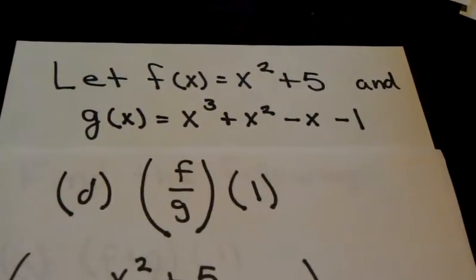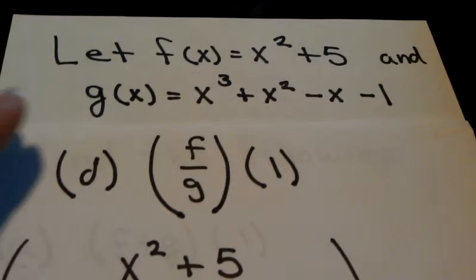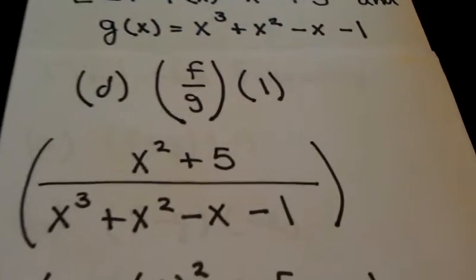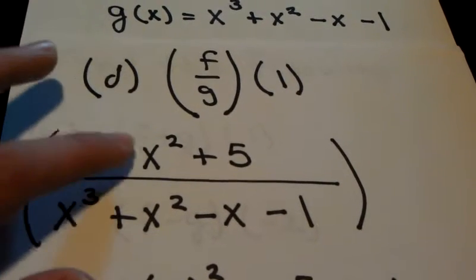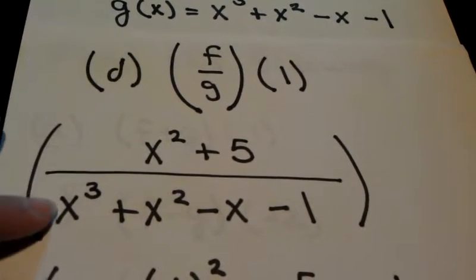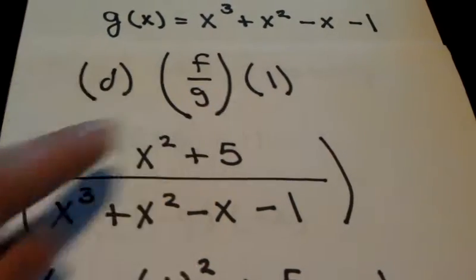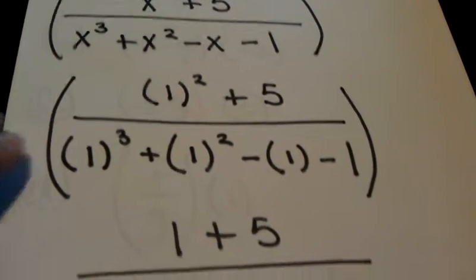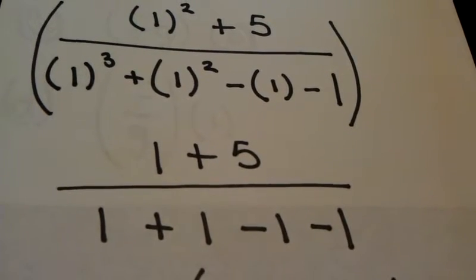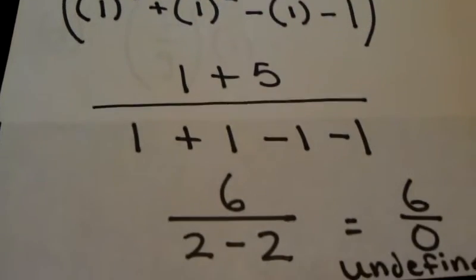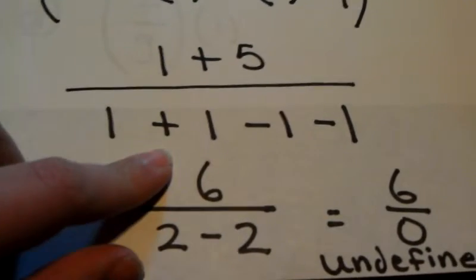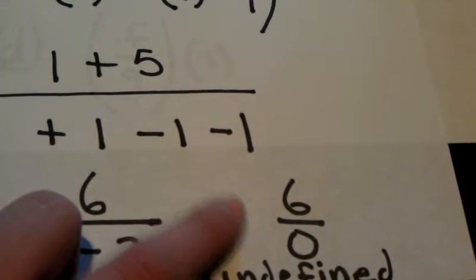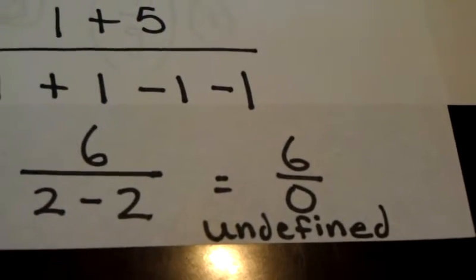Now for D, you are dividing your f by your g with the input of 1. So you lay it out like this. Your f of x and your g of x, and then you put your 1 in for all the x's, and then you simplify, and then simplify again. And now what you're going to end up with is your 6 over 0, which you cannot divide by 0, so the answer is going to be undefined.